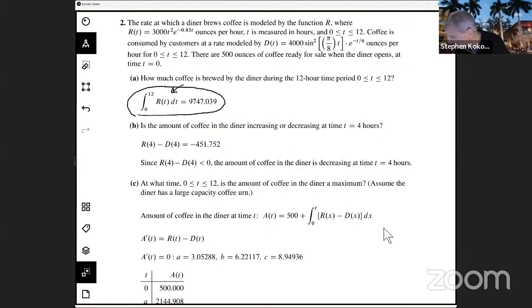Part B, is the amount of coffee in the diner increasing or decreasing at T equals 4 hours? Well, let's see. In order to answer that question, I've got to take a look at and compare the rate in and the rate out. So I'm going to look at this difference, R of 4 minus D of 4. What's the instantaneous rate difference, R of 4 minus D of 4? Well, once again, I did this on my calculator. I showed the mathematical setup.